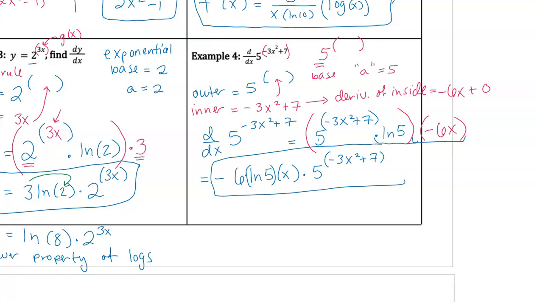How you order your factors of your product really doesn't matter that much. We just usually like to put all the things on base level in front so we don't confuse what's in the exponent of the exponential function. But the order in which you write these doesn't really matter. Okay, and so that would be our final derivative for this exponential function here.